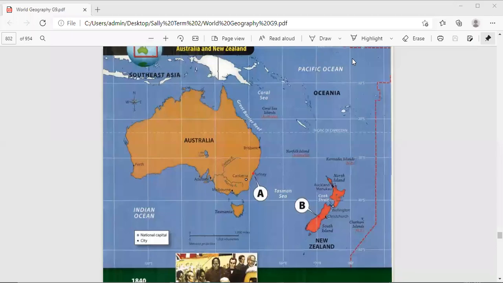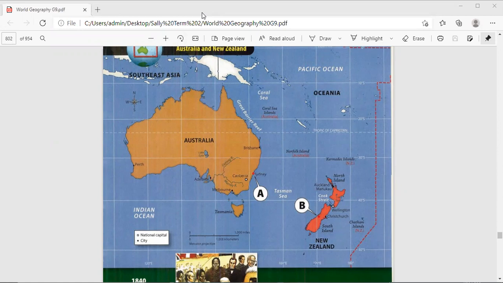Today we'll be covering lesson 1, the physical geography of Australia and New Zealand. As you can see here on the map, do we consider Australia as an island? No. Okay, why not? Although it's very isolated, why do we not consider Australia as an island?